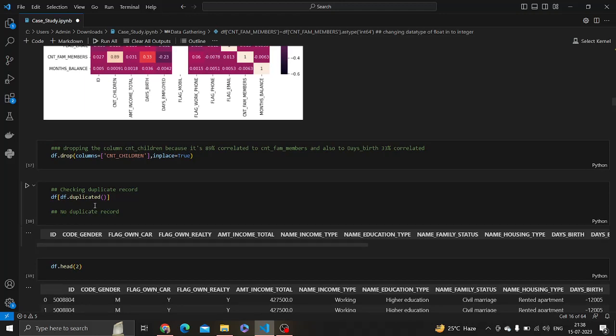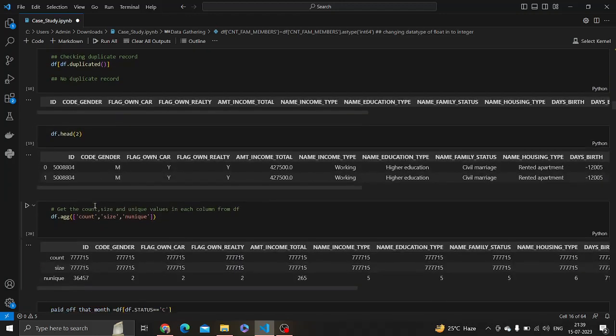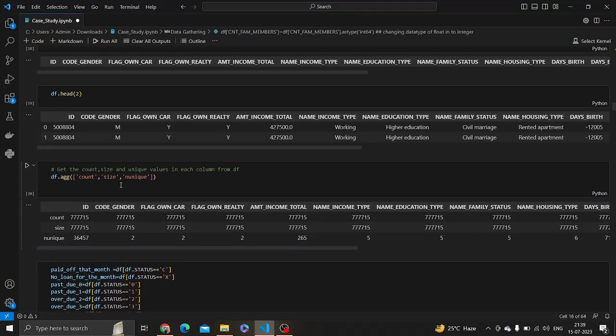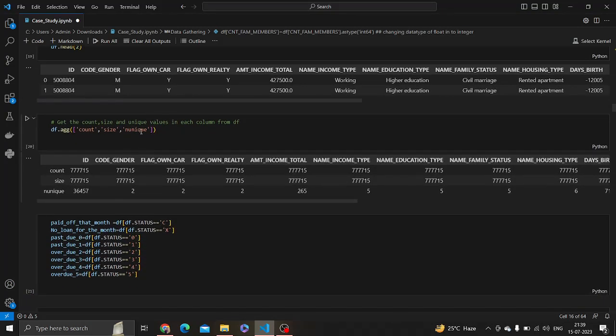So I'm checking the duplicate of data. There is no duplicate of data. Then checking the first two records. Then finding out the aggregation like count, size, and number of unique. This is not mandatory. It is showing some average about the data. So all data are particular in the 7,77,750. Okay. And particular average of that column.